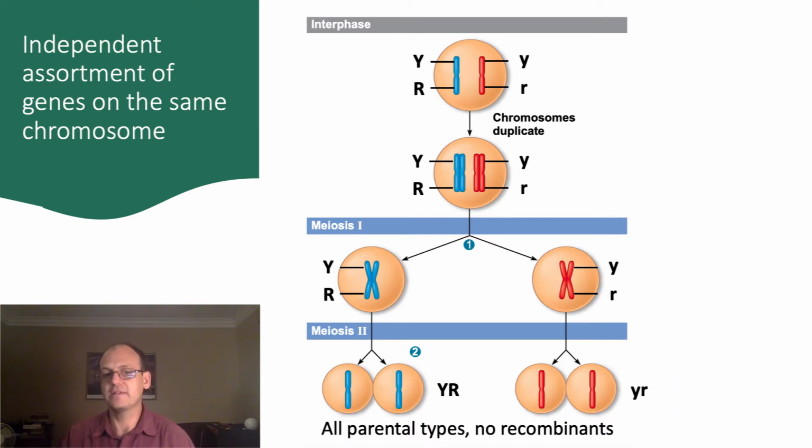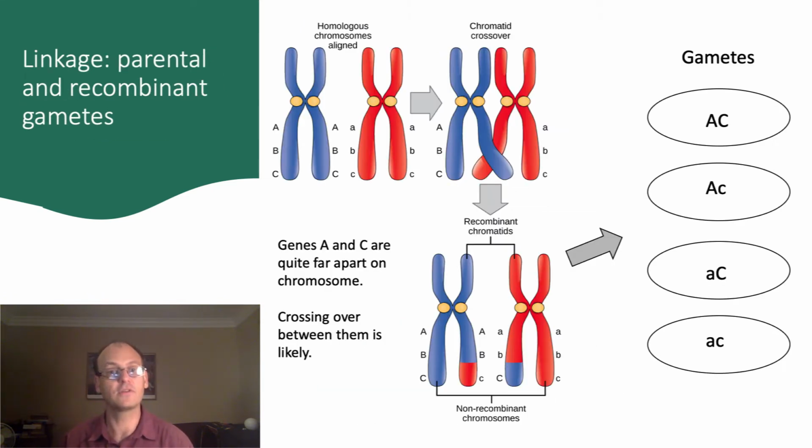So, does this mean that if genes are on the same chromosome, they will always be inherited together as parental types? The answer to that is no. Just because they're on the same chromosome doesn't mean they'll be inherited together. The reason for this is that crossing over may separate them.